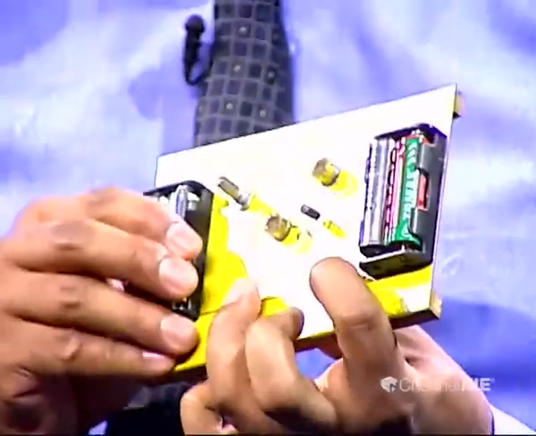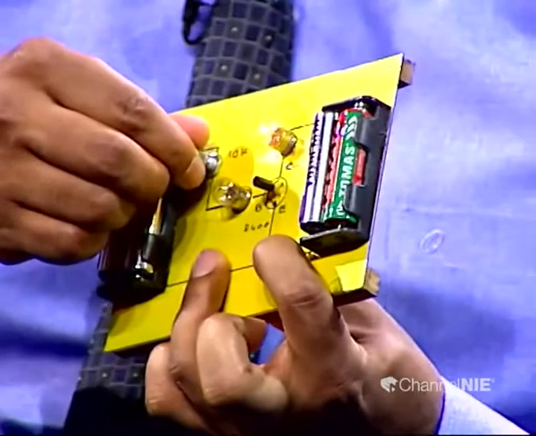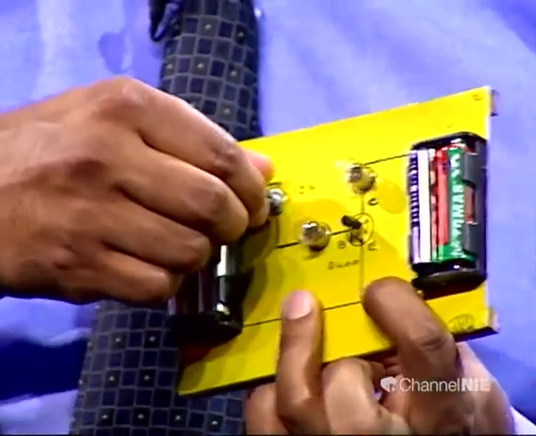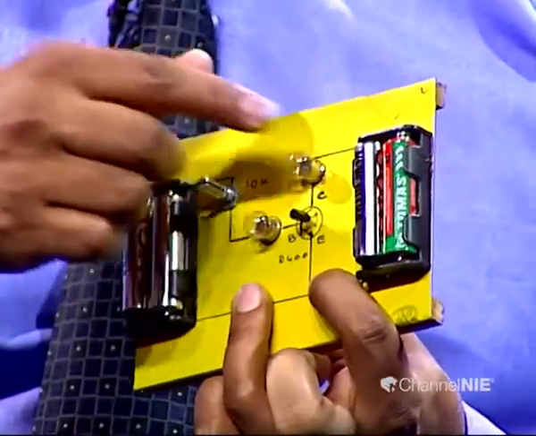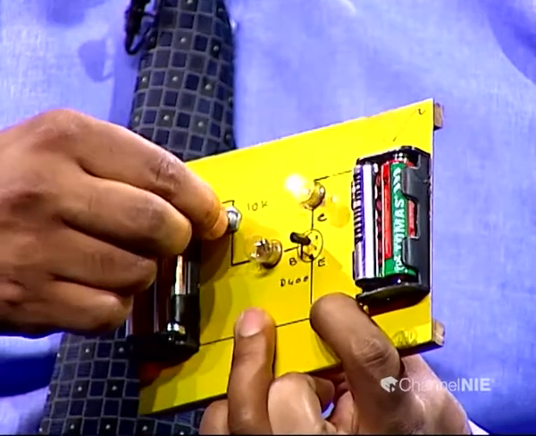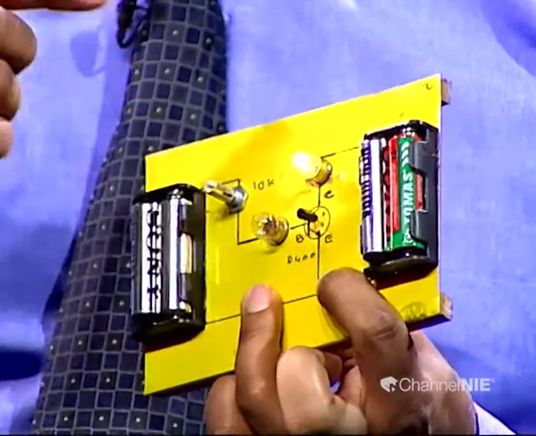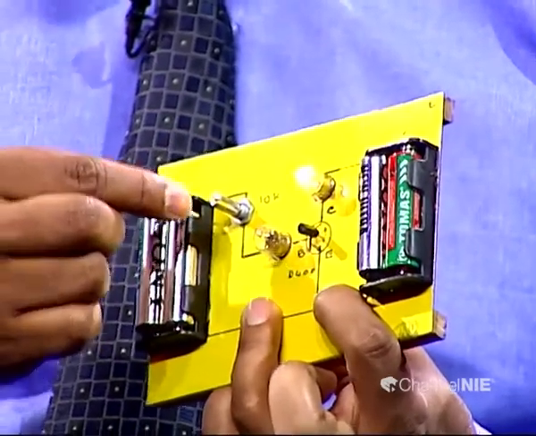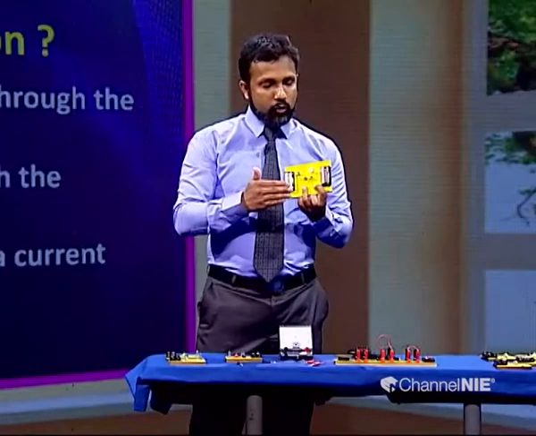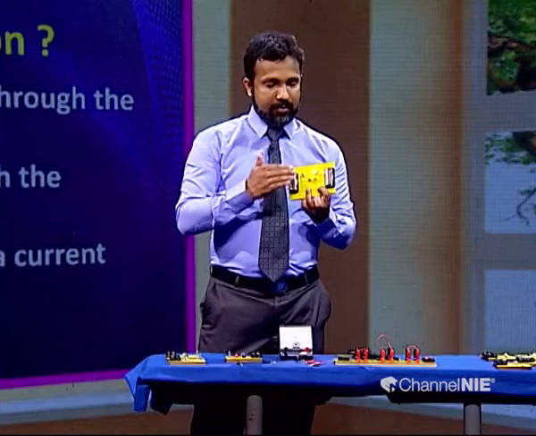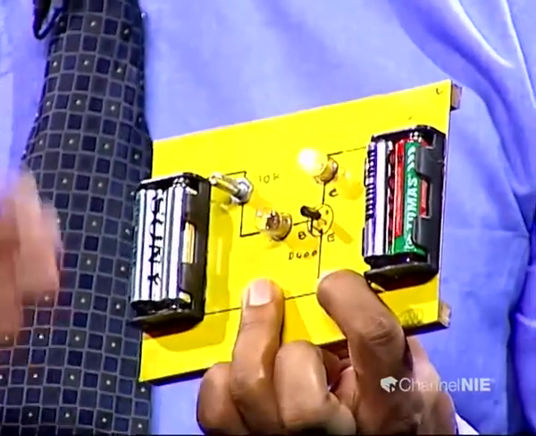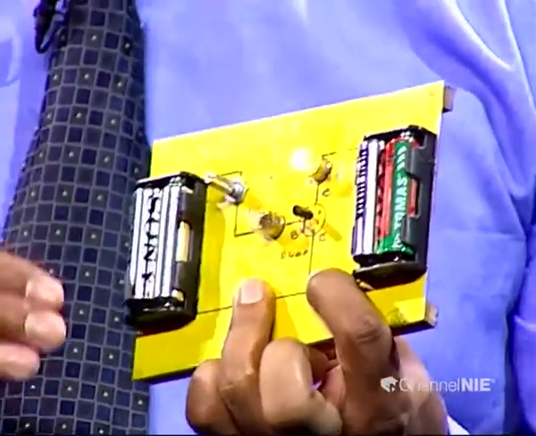You can see that when increasing the resistance using the variable resistor, the bulb does not glow. When turning that variable resistor, the resistance decreases. When the resistance decreases, the flow of current through the output circuit increases. This is called the amplifying function of a transistor, or current amplifier.